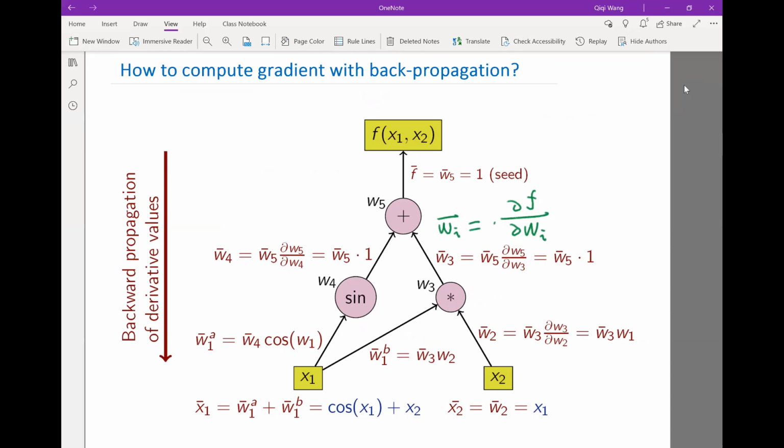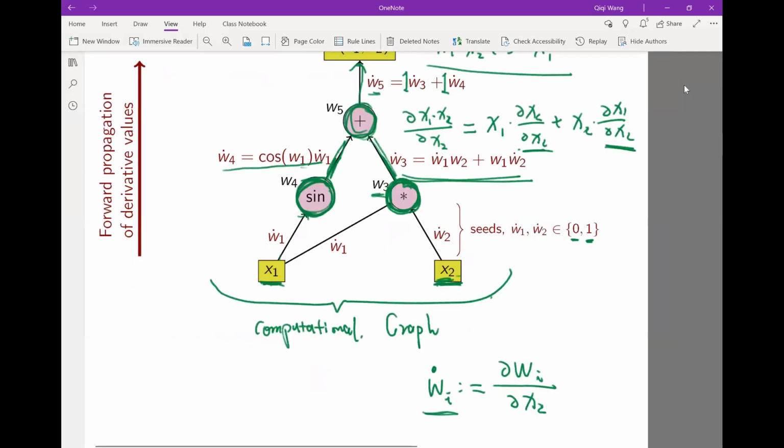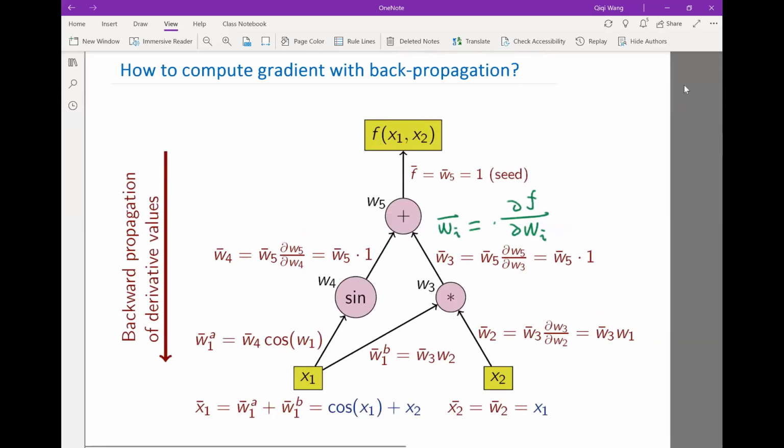Think of the difference here. In forward propagation, Wi dot is defined as the derivative of the intermediate variable. In backpropagation, what's called the adjoint of an intermediate variable is equal to the derivative with respect to that intermediate variable, not of that intermediate variable.